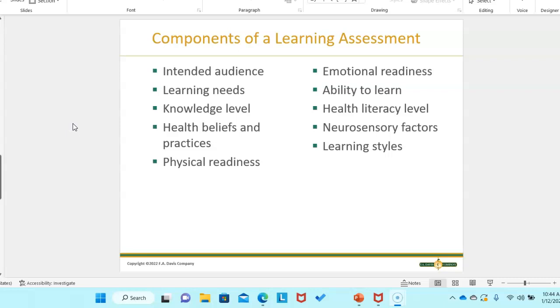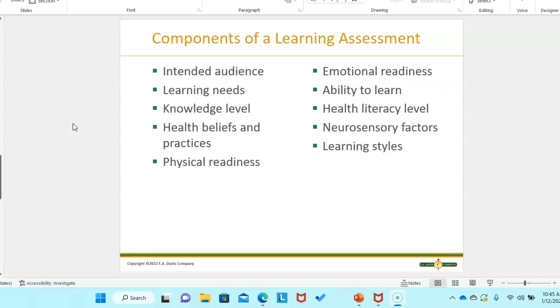The health literacy level. Does the client have the ability to understand basic health information and services needed to make appropriate healthcare decisions? Can the client read and write? Does the client and healthcare provider speak the same language? Their neurosensory factors. What is the client's ability to feel, see, hear, and grasp? Does the client have a medical condition that causes neurosensory compromise?